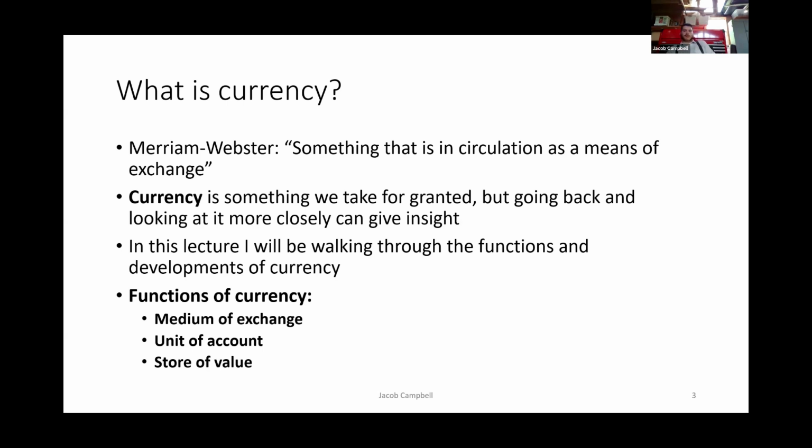And in particular, in this lecture, I will be walking through the three functions of currency and how they developed over time, which should give you a better understanding of why we use the specific currencies that we do. And what are these three functions? Well, you'll see them in more detail over the course of the lecture, but they're one, currency is a medium or means of exchange.